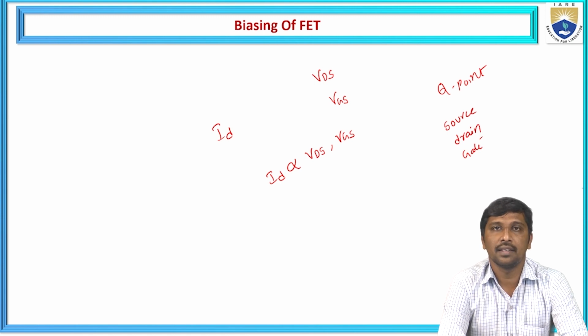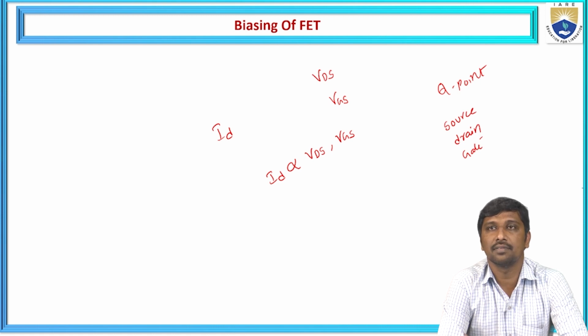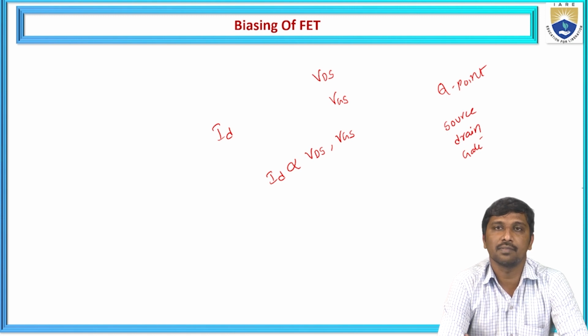Now, we need to maintain a proper operating point within the region. In the bipolar junction transistor, we have three regions: the saturation region, the cutoff region, and the active region. For faithful amplification, we need to define the operating point in the active region, always at the center of the DC load line. To maintain a proper Q point with respect to the external biasing voltage applied between the terminals, that is the reason we require biasing of the FET.